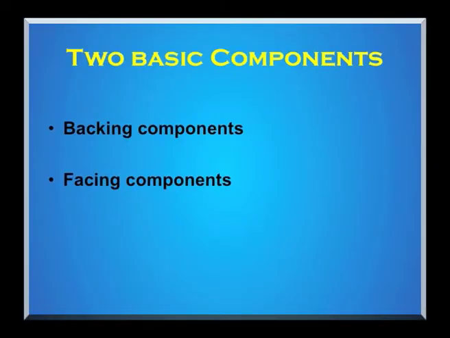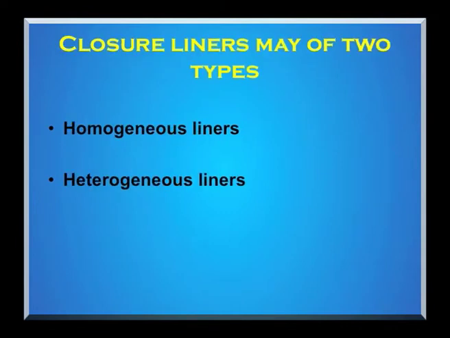Now, some liners are placed with the closures. So, what are these liners? A liner is inserted into the closure to make a seal between the closure and the container on which it fits. It consists of two basic components. The first one is backing components, the second one is facing components. Closing liners may be of two types. They may be homogeneous liners, or they may be heterogeneous liners.